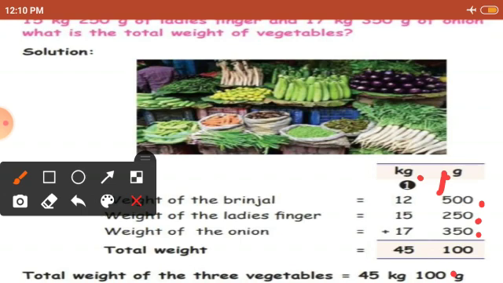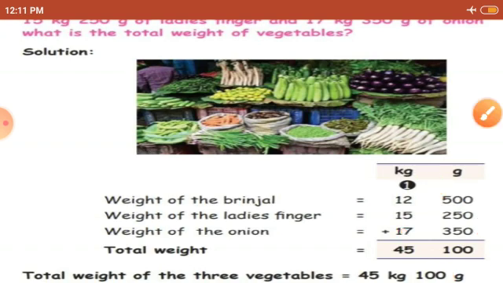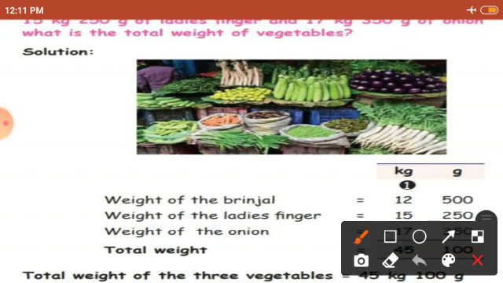Again add 1 plus 2, 3. 3 plus 5, 8. 8 plus 7, 15. So 5 will come here. Again 1 is carry. Next 1 plus 1 we will get 2. 2 plus 1, 3. 3 plus 1, 4. So in kilograms place you got 45 and in grams place you got 100. So what it was? 45 kilogram 100 gram. So total weight of the 3 vegetables equal to 45 kilogram 100 gram.